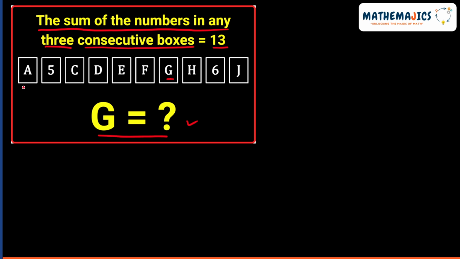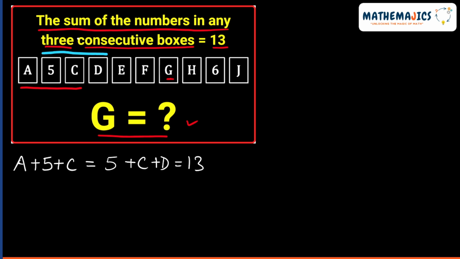So to solve this, I chose these 3 boxes, right? So what will be the sum of a plus 5 plus c? It will be 13. Yes. Similarly, I chose one more group. This time I chose 5, c and d. So what will be the sum of 5 plus c plus d? The sum of both these groups will be 13. Yes, it is given that if you choose any 3 consecutive boxes, the sum will remain 13. So whether you choose this first group or this second group, the sum will be 13.